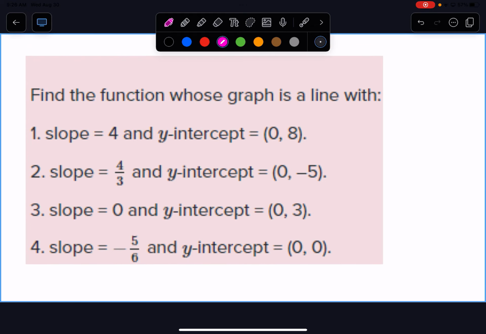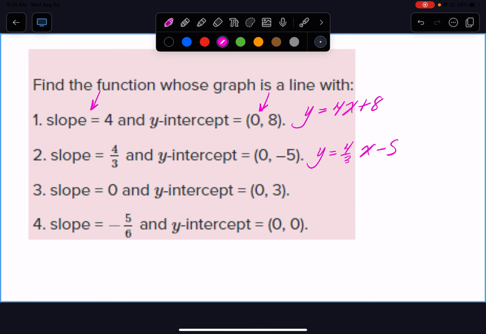So it says, find the function whose graph is aligned with this information. So they have a line with a slope of 4 and this as the y-intercept. So what would be the answer? y equals 4x plus 8. If they give you the y-intercept, this doesn't take any extra math. You just straightforward do it. So this one would be y equals 4/3 x minus 5, right, everyone? So those are really easy.